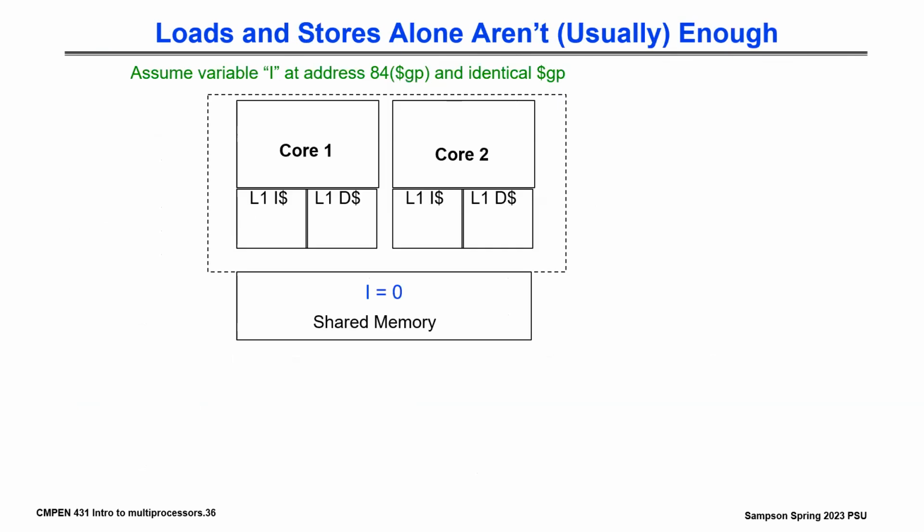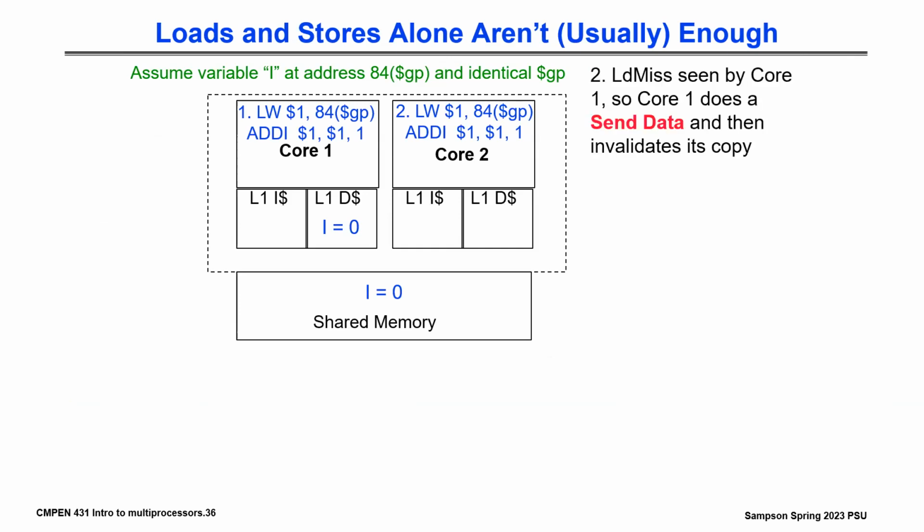Okay. Again, if you want to see this play out visually, it would basically look like this. Here are two codes, both of them attempting to acquire the lock. So initially, this value is 0. I see a load miss, or one does a send data and validates its copy.